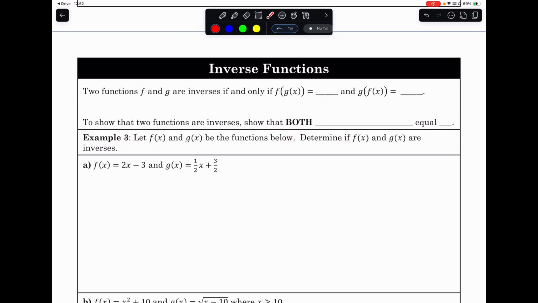Now, let's go over how to determine if we're given two equations, how can we determine if these two equations are going to be inverses of each other? Now, two functions f and g are inverses if and only if the composition f of g of x equals the input value x, and the composition g of f of x also gives you that same input value of x. So in other words, everything cancels itself out by doing a composition, and the only thing that's going to be left is the variable x.